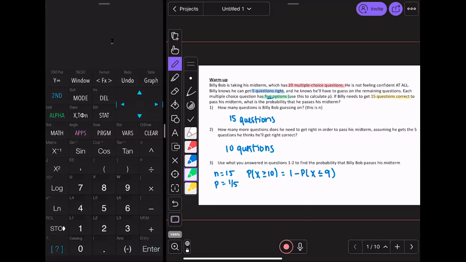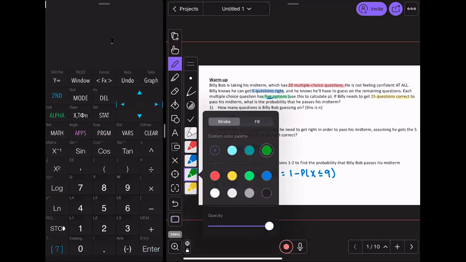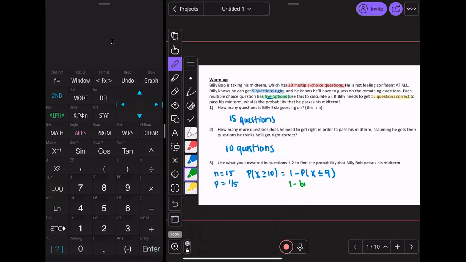So to put this in our calculator, it's going to be 1 minus binomcdf. Since it's an inequality, not an equal sign, we're going to use binomcdf. And remember the order is n, p, k. So 15, 1/5, and then k is whatever is written with the less than or equal to symbol.